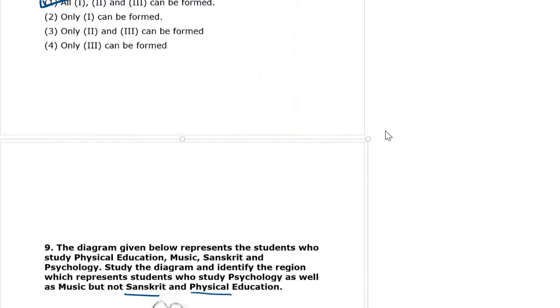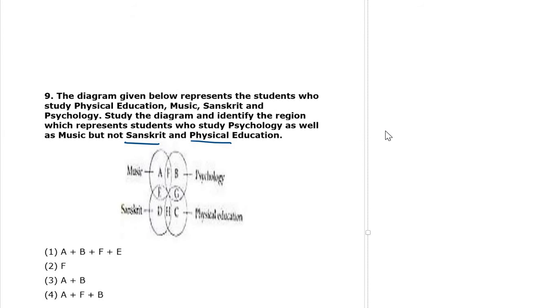Come to the next question, the 9th one. The diagram given below represents the physical education, Sanskrit, music and psychology students. Who study psychology as well as music but not Sanskrit and physical education. They don't want to study Sanskrit and physical education, so this whole portion will be eliminated.